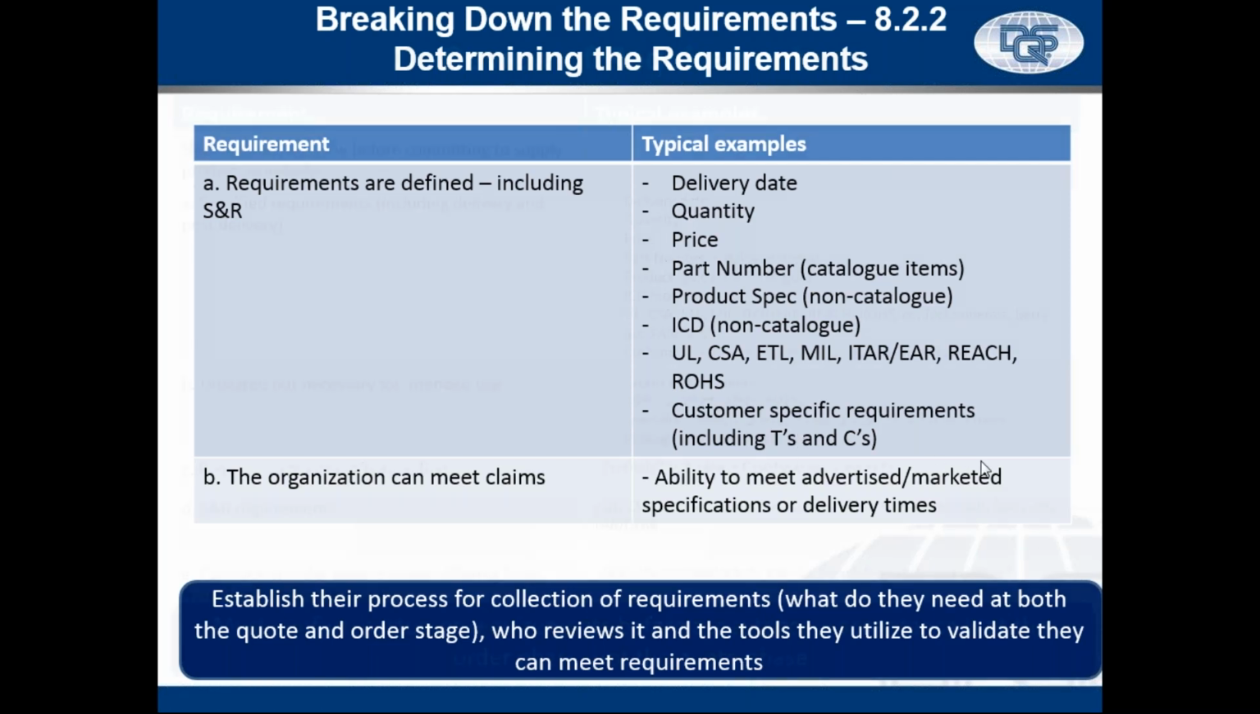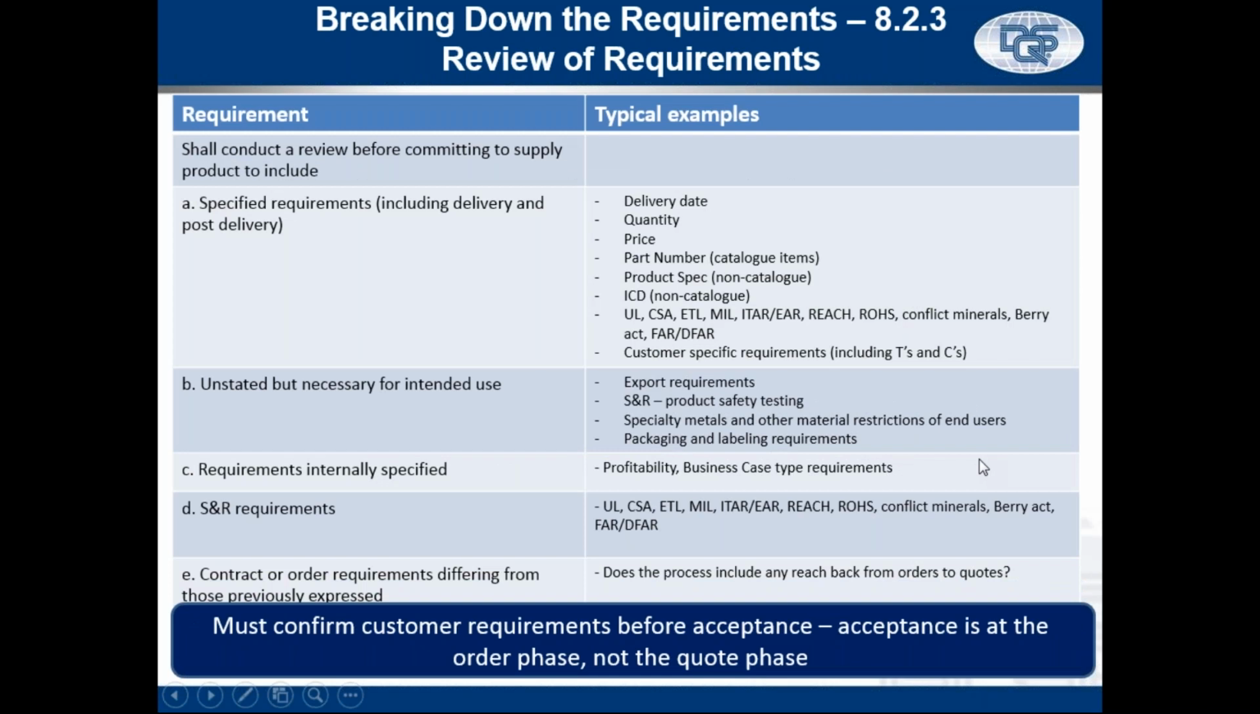Okay. So now they have to conduct a review before committing to supply the product. And that review needs to review the specified requirements. I list them all here. I put a couple extra ones there for you. Unstated but necessary for the intended use. I put a few things here, and we're going to have a whole chart on the next chart where we're going to talk about unstated but necessary for the intended use.